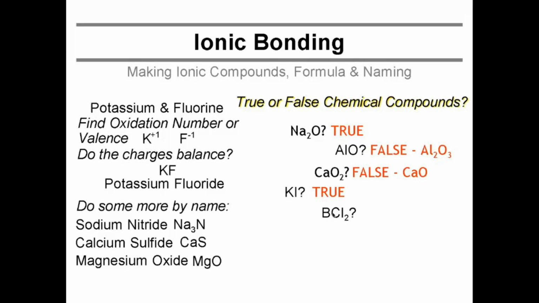Yeah, well, remember what Cl was? It was a -1 for Cl. Boron, on the other hand, is a +3, so it should be a BCl3. That would be the correct answer for that one. Okay, what about Ba2O2?